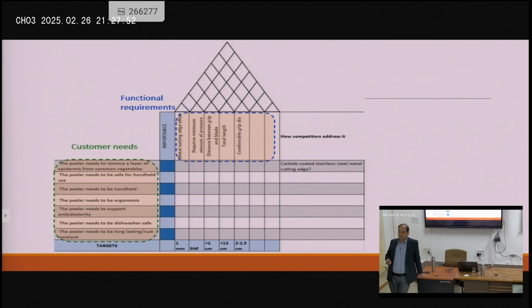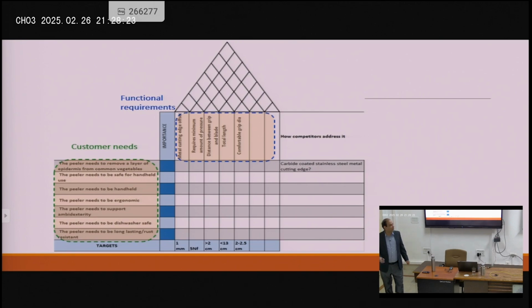Some of these we've already talked about. And then here on the bottom we put the target functional requirements. Functional requirements should be something that you can quantitatively say or objectively say what it is, right? I want the peel to be 1 millimeter thick. Okay, so that's what it says. It requires minimum amount of pressure, 5 Newton force. Below that, it won't cut. Great. And so on and so forth.